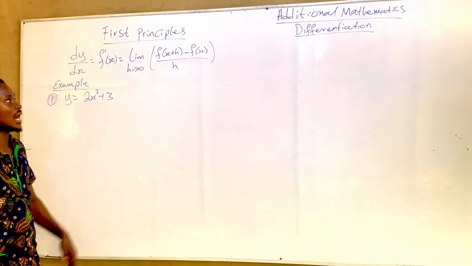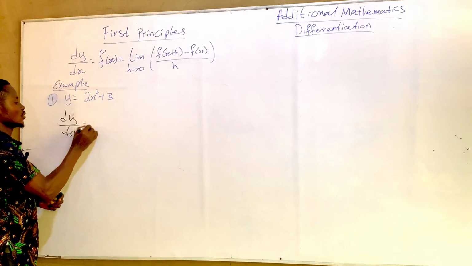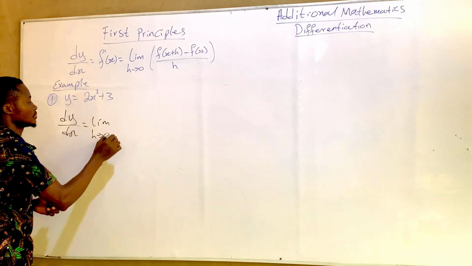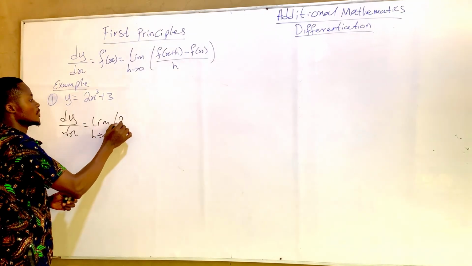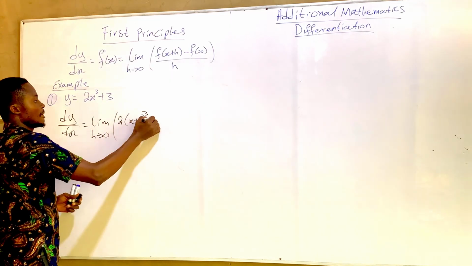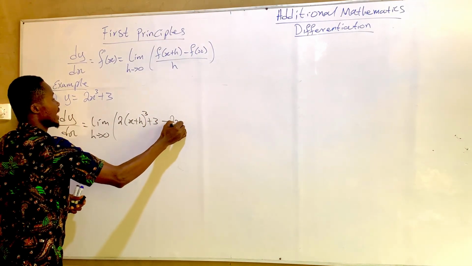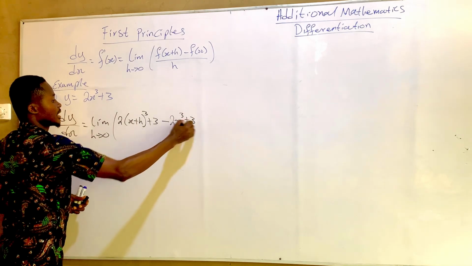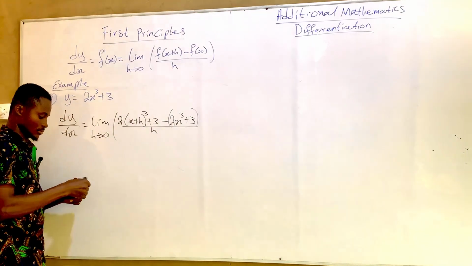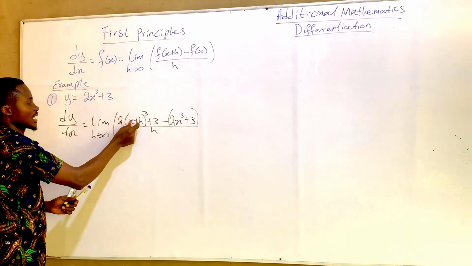Now, let's see how the formula works. So, our dy over dx will be equal to the limit as h approaches 0 of [2(x + h)^3 + 3, then minus the original function again, which is 2x^3 + 3], all over h. Now, we have to expand this bracket here.